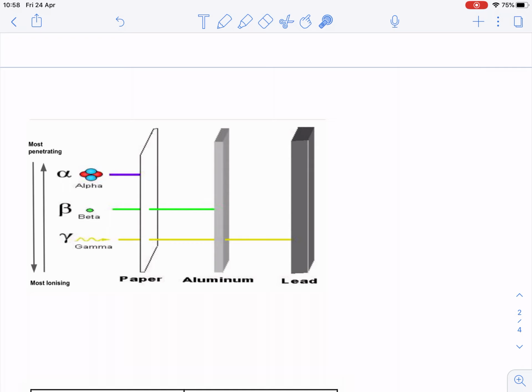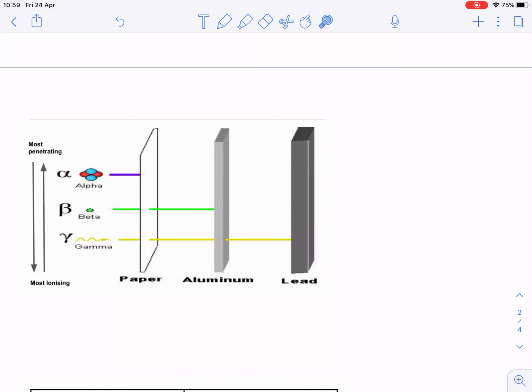Then we go down a little bit further, and beta is slightly more penetrating. Beta can go through paper and a few centimeters of air, but it will be blocked by a thin sheet of aluminium, which is what your Coke cans are made out of. Then going down to the most penetrating, looking here at gamma, gamma is able to penetrate through paper and aluminium. Depending on how much energy the gamma ray has, it will need to be blocked by a few centimeters of lead or a few meters of concrete. So gamma is highly, highly penetrating.